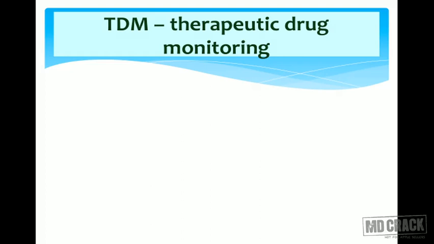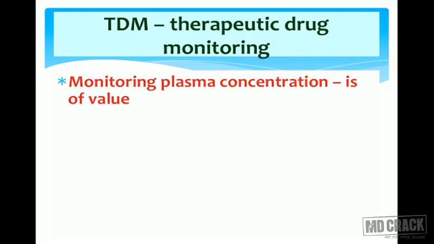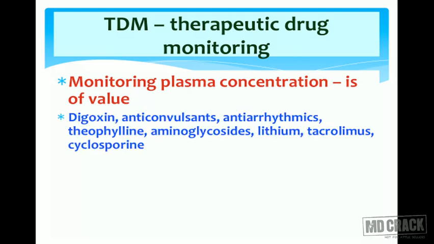What is therapeutic drug monitoring? TDM. Yes, we are discussing various drugs which could be dangerous, which could be toxic due to zero order kinetics, and this is why there are a few drugs for which monitoring plasma concentration is of value. If your patient is receiving these drugs, it's very important to monitor the plasma level of the drug. Some examples are digoxin, used for heart failure, anticonvulsants and antiarrhythmic agents, theophylline, sometimes aminoglycosides, lithium, which is used for bipolar disorder, tacrolimus and cyclosporin.